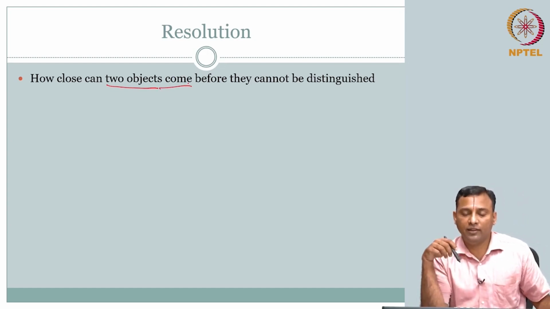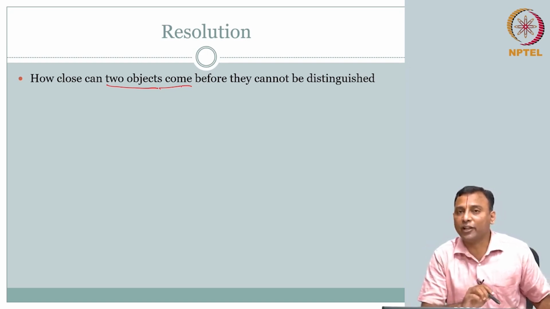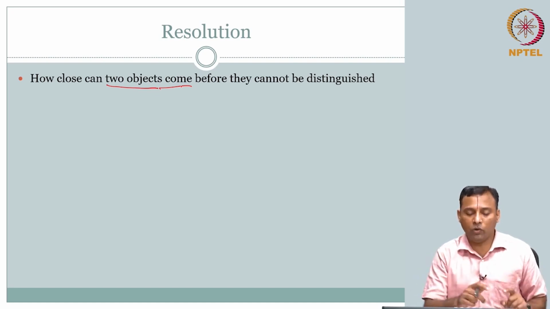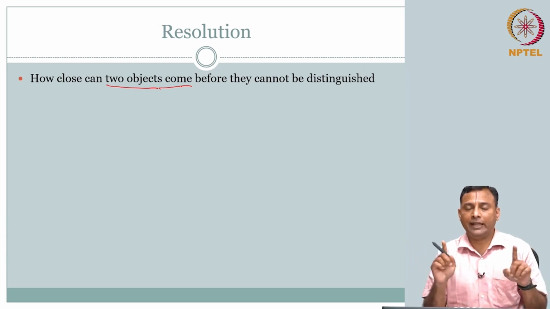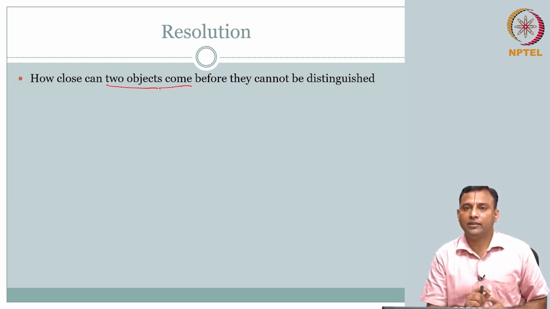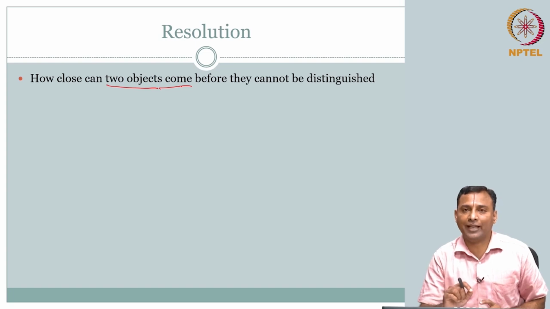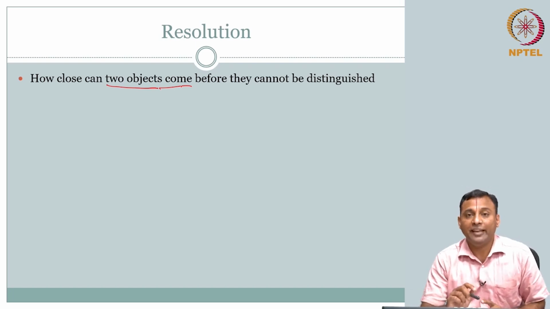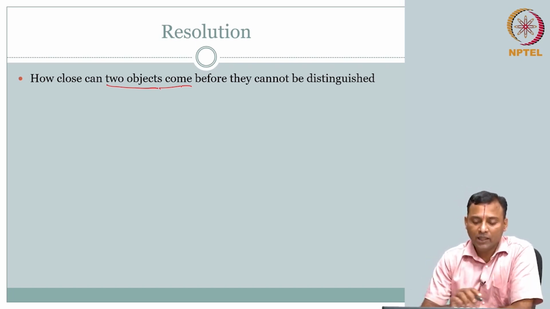Why did I say careful? I just said come, I did not say the units, right? So in the imaging system, at least what we have covered so far, our coordinate is space. So in space, how close can two objects come? It can come in x direction, it can come in y direction. At least within the variables that we have used, x and y were the spatial variables. So how close can two objects come in space before they cannot be distinguished?